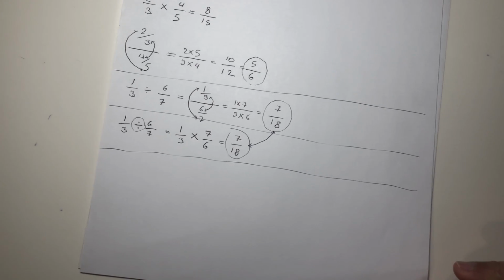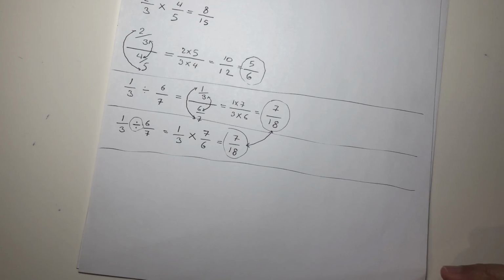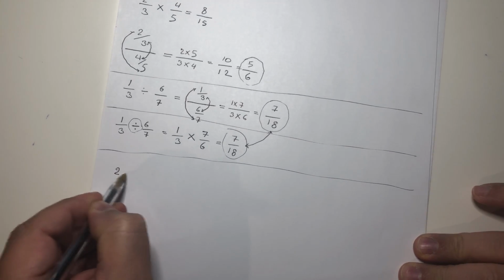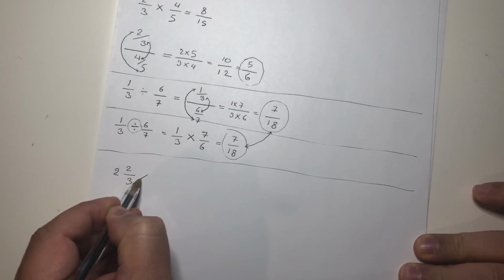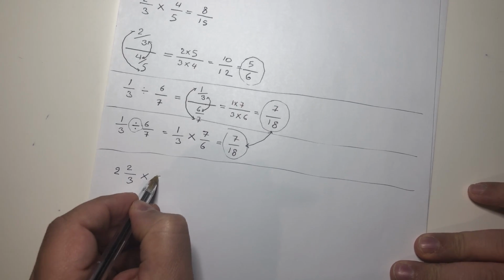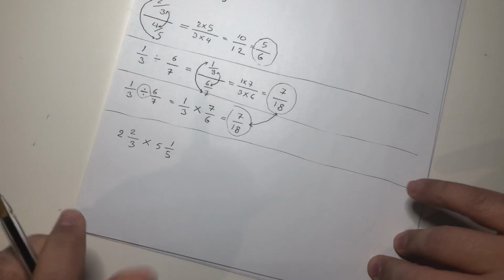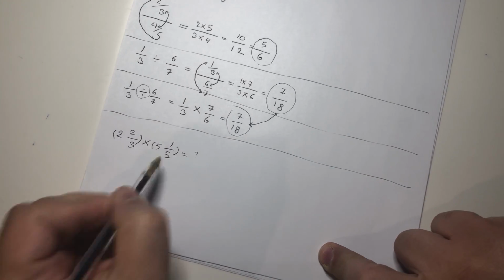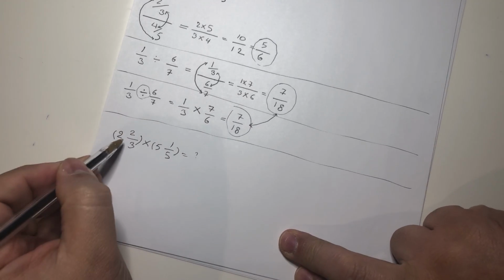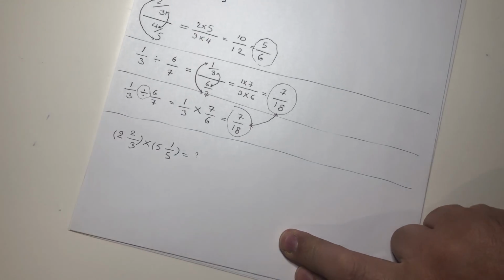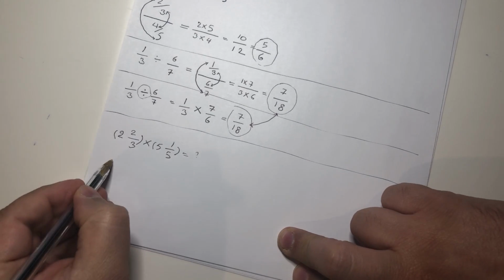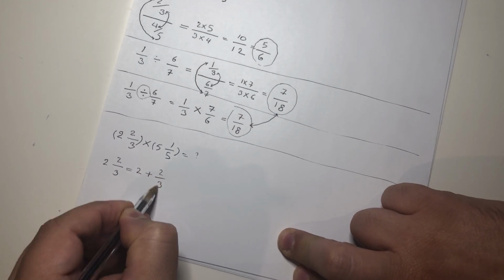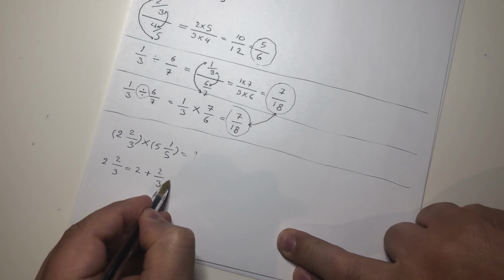Again, I say it's easy because every mixed number, we can change it to a fraction, right? So let's say if we want to multiply 2 and 2 over 3 multiplied by 5 and 1 over 5. Okay, this is our question. We want to calculate this. How do we do this? The way we do it is we convert both of these mixed numbers into fractions. So the first one, 2 and 2 over 3, is 2 plus 2 over 3. This is the definition of the mixed number, right?